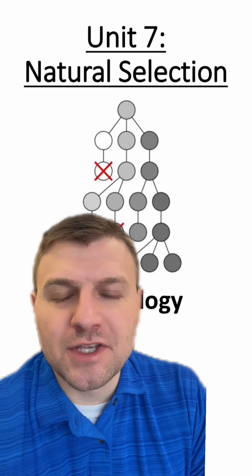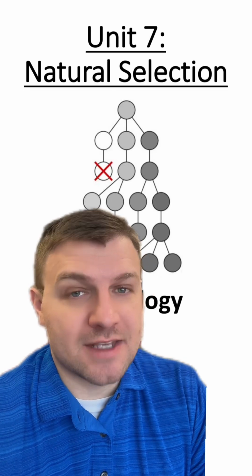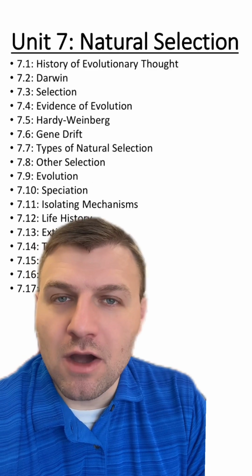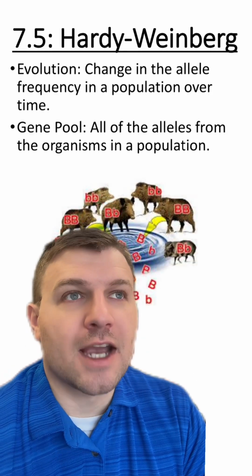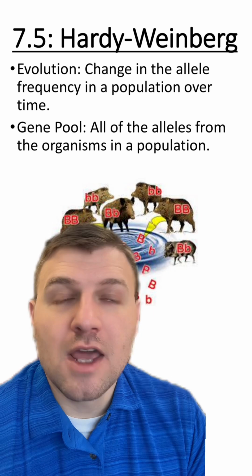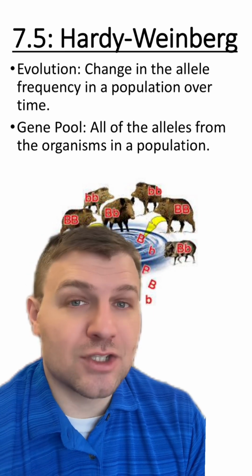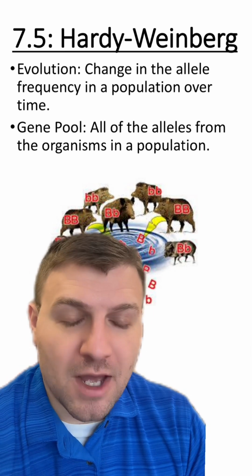Hello, AP Biology students. Let's go over the fifth section in Unit 7. In this section, we're going to talk about something called the Hardy-Weinberg equation. I like to start out this section with the first actual definition of evolution that we're going to talk about. This is any change in the allele frequency in a population over time.